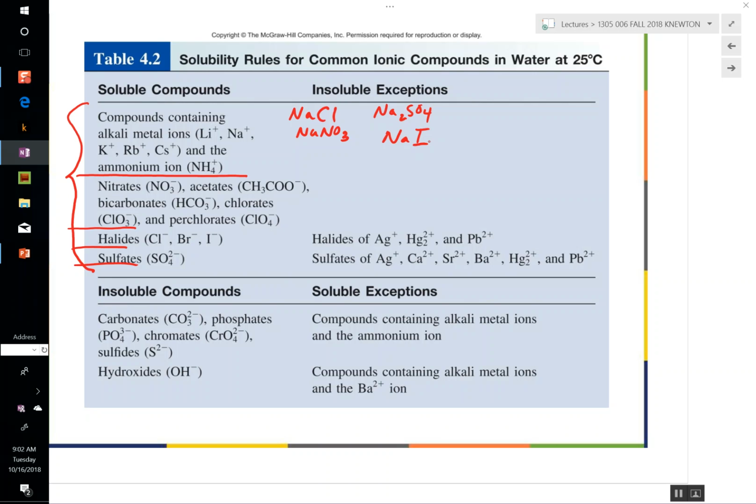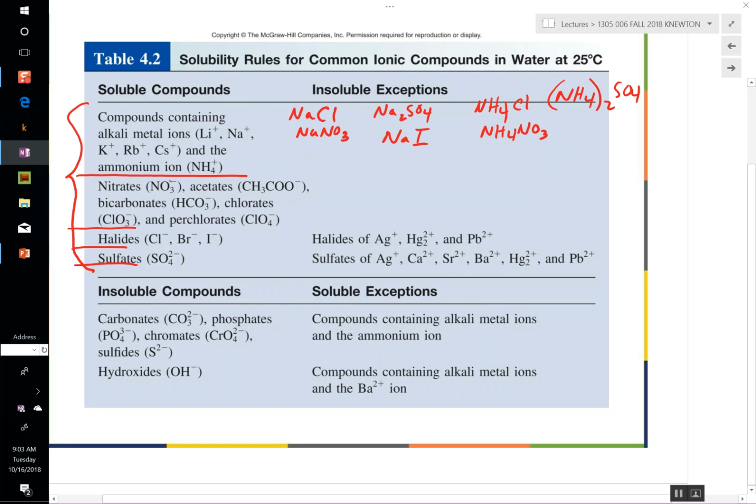and ammonium. So if I change those to ammonium chloride, ammonium nitrate, ammonium sulfate. Any ammonium compound, no matter what the anion is, is soluble in water. That's the very first rule or guideline right there.